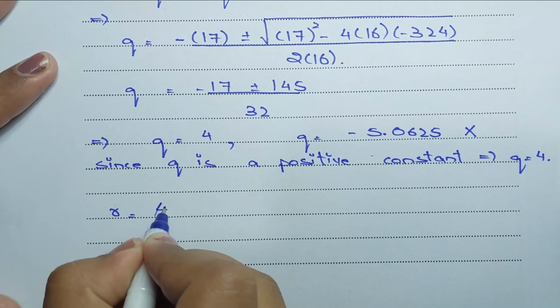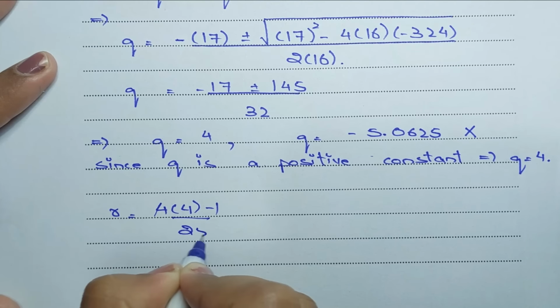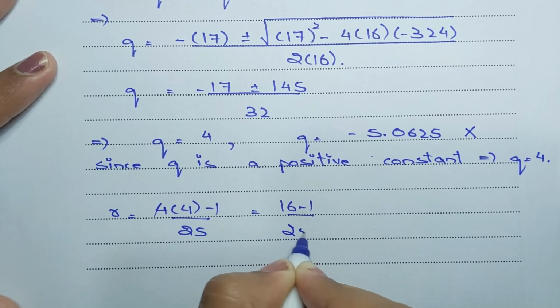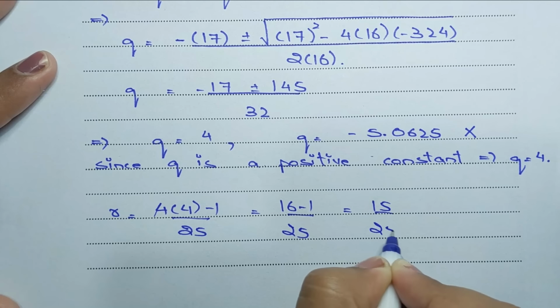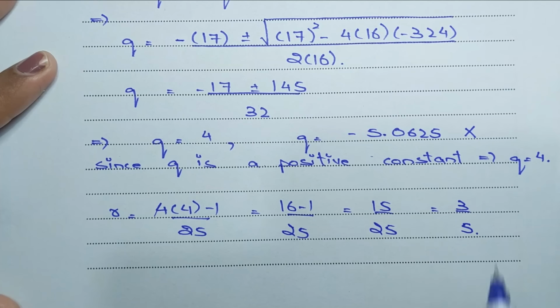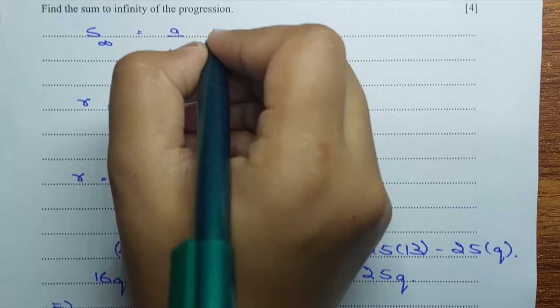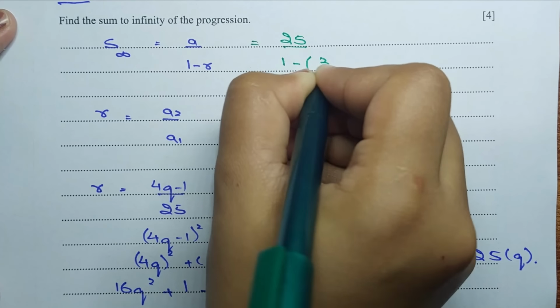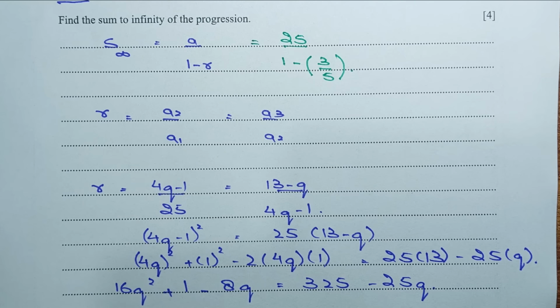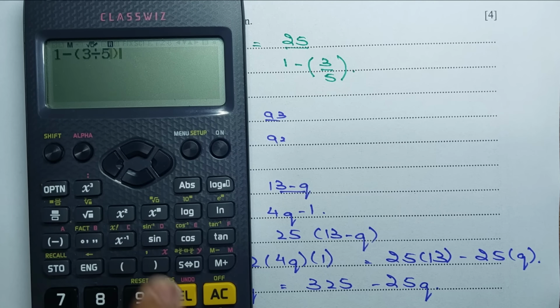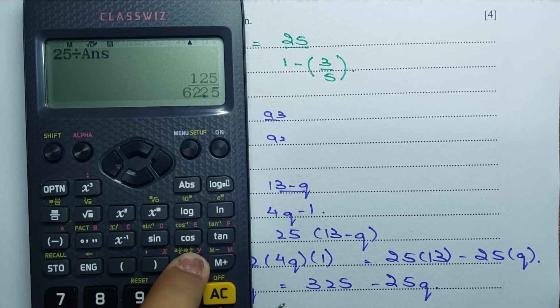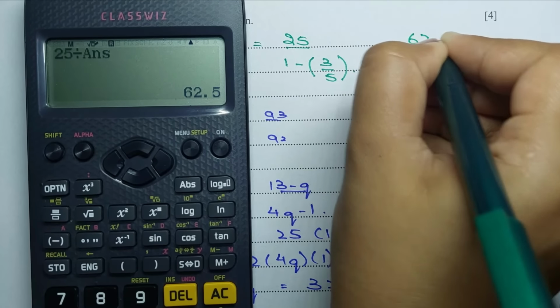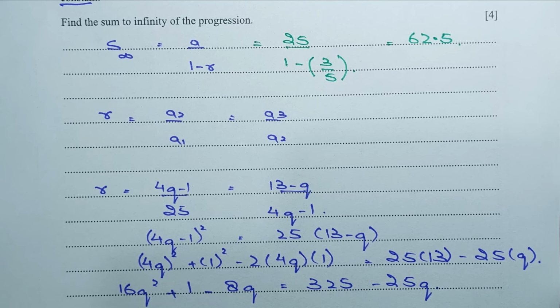Let me solve for r. From this equation we can substitute the q. So 4q minus 1 over 25. 4 times 4 is 16, minus 1 over 25, which is 15 out of 25. 5 times 3 is 15, 5 times 5 is 25. That is my r, 3 by 5. Now let me solve for sum to infinity and plug in the values. So a value is equal to 25 and 1 minus r is 3 by 5. Okay, 1 minus 3 by 5, and 25 divided by the answer is 62.5. That is the sum to infinity.